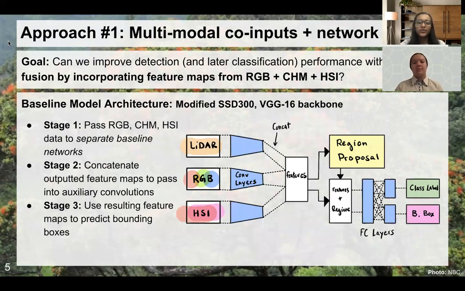Finally, going over our first approach, I want to first reiterate our goal. Can we improve detection performance with network fusion by incorporating feature maps from all 3 input modalities, RGB, CHM, and HSI? We have 3 stages to our network. One is to pass in RGB, CHM, and HSI to separate baseline networks, which are the VGG16 backbone architectures that I mentioned earlier. We use the outputted feature maps in our auxiliary convolutions after they have been concatenated, and use the resulting feature maps to predict bounding boxes through the prediction convolutional layers.